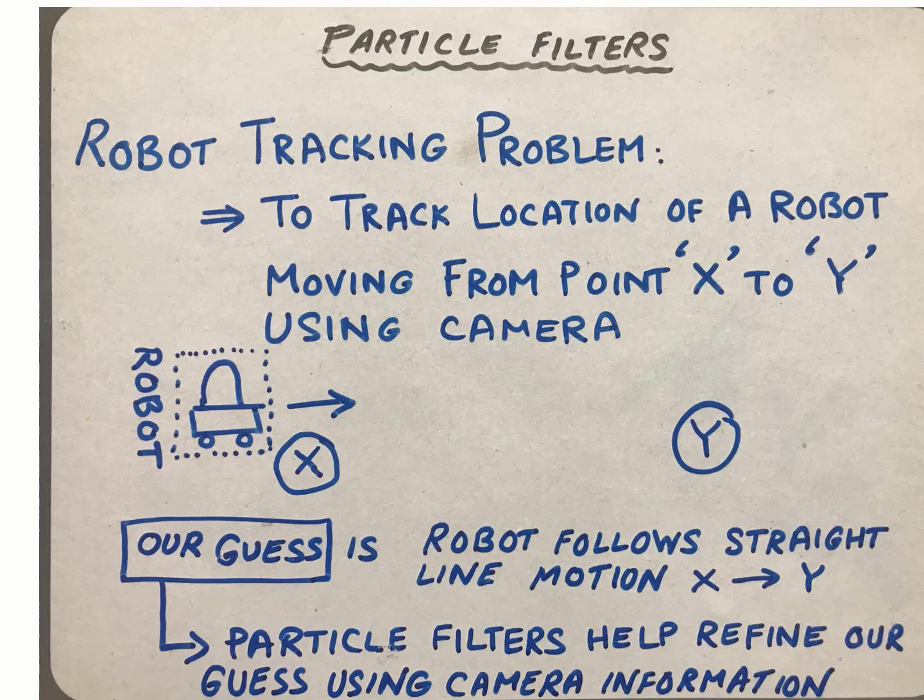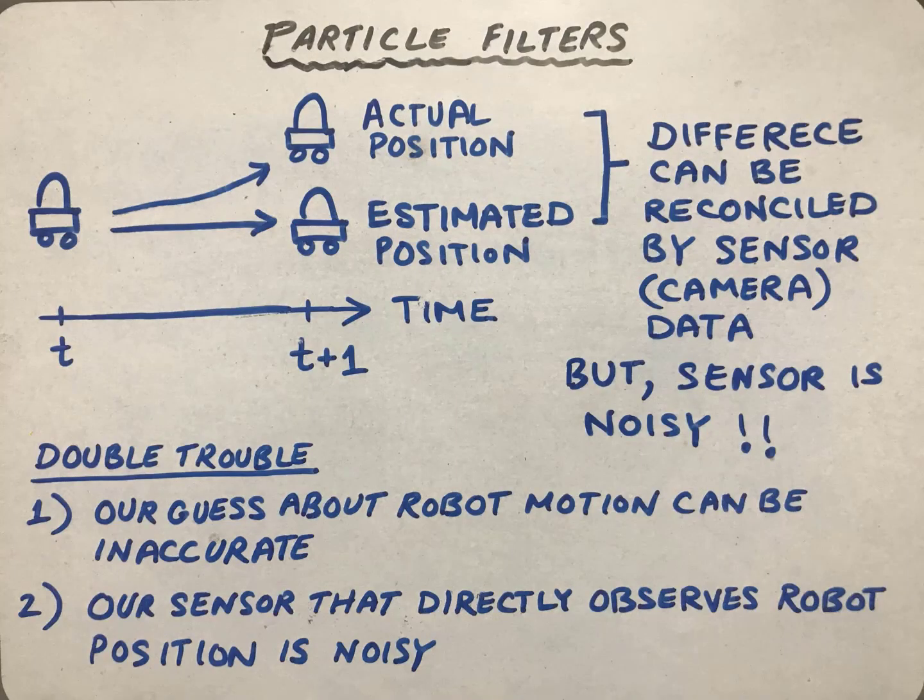Now particle filters, they play a very important role in the sense that they are going to refine our guess using sensor information. And in this case, you can think of our sensor as a camera. So the camera is going to take snapshots of the robot at regular intervals, and that is going to help us refine our guess. Let's see how that is going to happen.